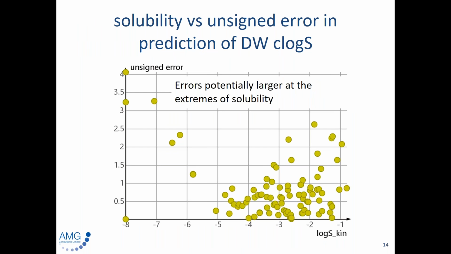Other types of plots looking at error. A useful thing to do sometimes is to look at error and plot it either against the experimental values or the predicted values. You can see here, if you plot it against the experimental values, that the size of the error looks to be potentially larger at the extremes of solubility. So at very high solubility on the right-hand side here, or very low solubility, the model seems to differ more, or at least has the potential to differ more than it does in these more middle ranges.